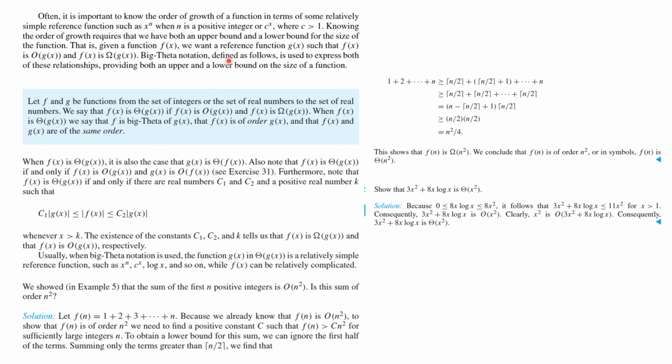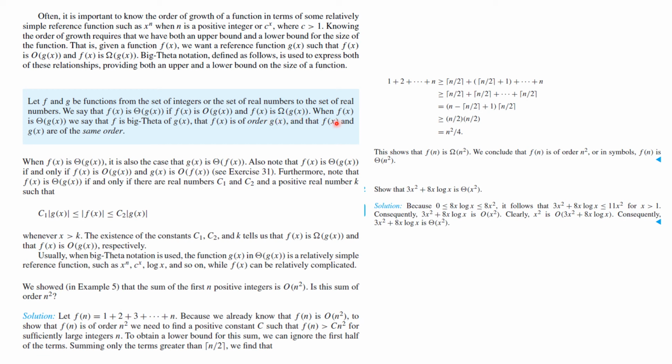Now, often it's important to know the order of growth of a function. And in fact, it's possible for something to be bounded above and below by the same function. And that means it's caught in between, and it behaves bounded by that. So that motivates this definition of big theta. Let f and g be functions from the set of integers, or the set of real numbers, to the set of real numbers. We say f of x is big theta of g of x if f is big O of g, and f is omega of g of x.